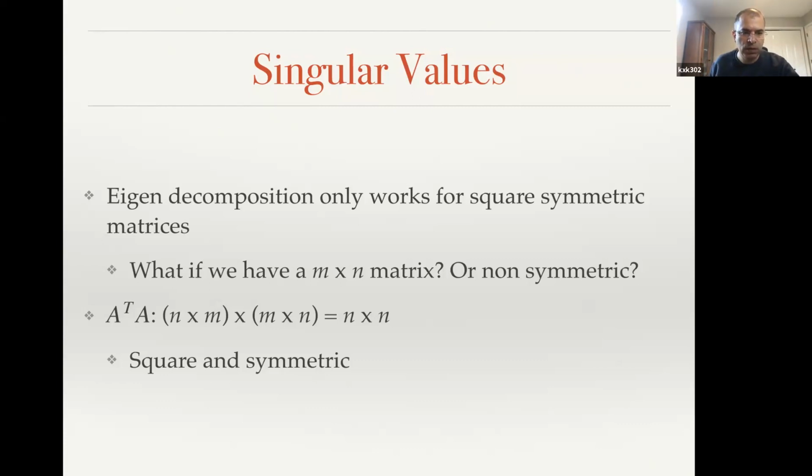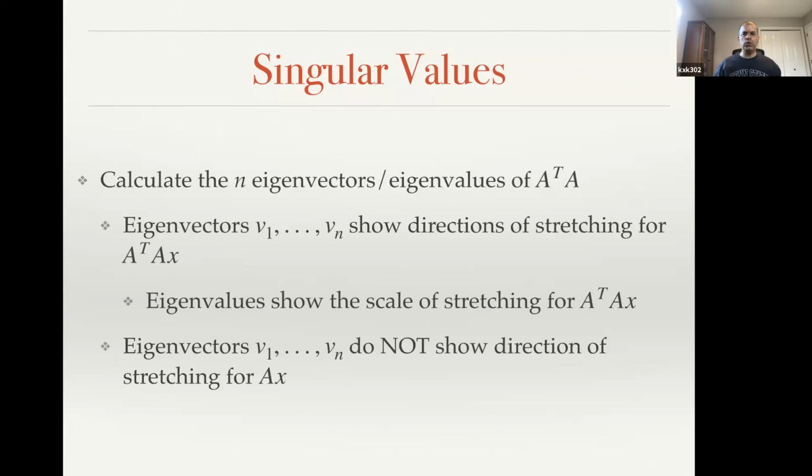So the idea is, if you have a matrix A, which is m by n, not symmetric, and you calculate A transpose A, it would be an n by n matrix, which is symmetric and square. So if you have a matrix that is not symmetric, we calculate A transpose A, which is symmetric, and we calculate the n eigenvectors and eigenvalues for that matrix A transpose A. They give us the direction and the amount of scaling for the A transpose A transformation, but they don't tell us anything about the direction of stretching and the scale for AX.